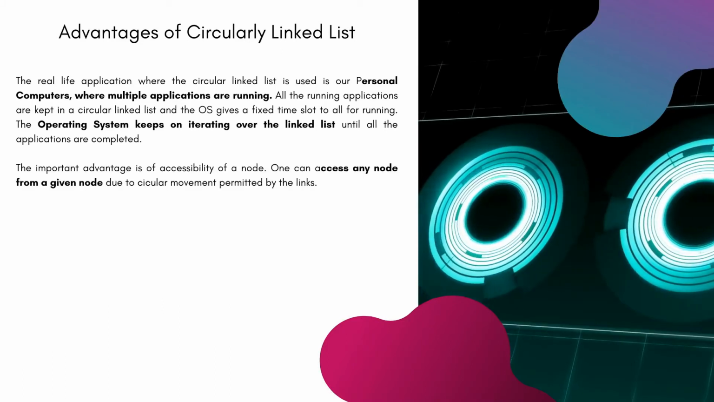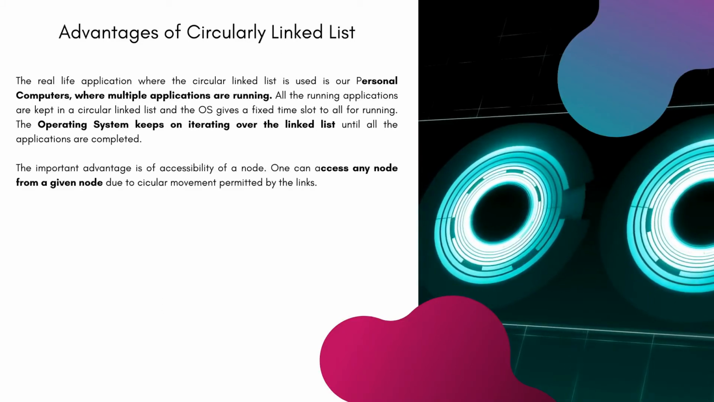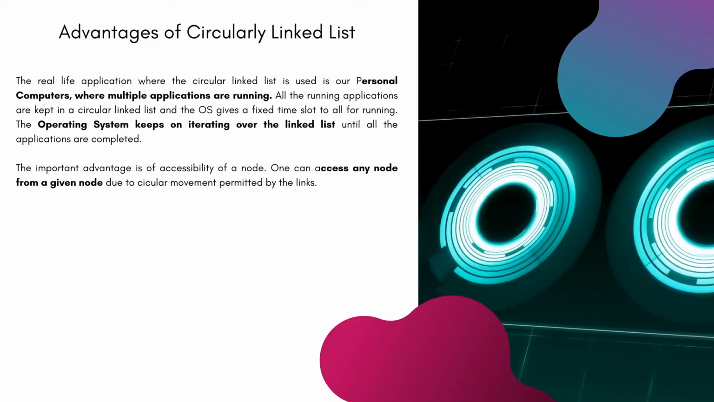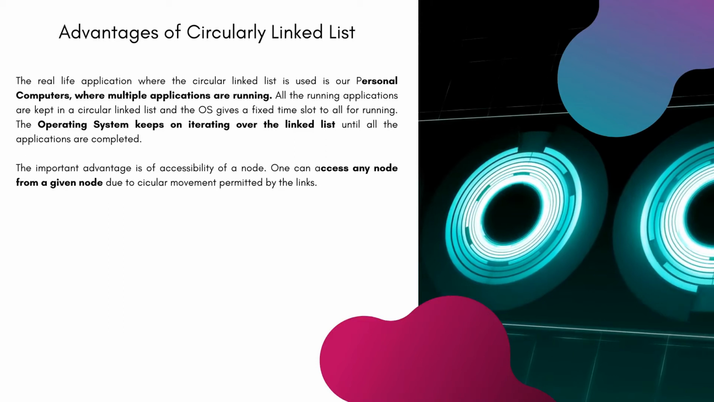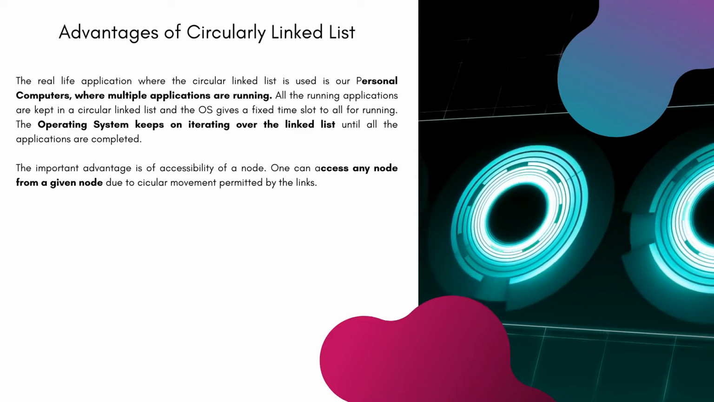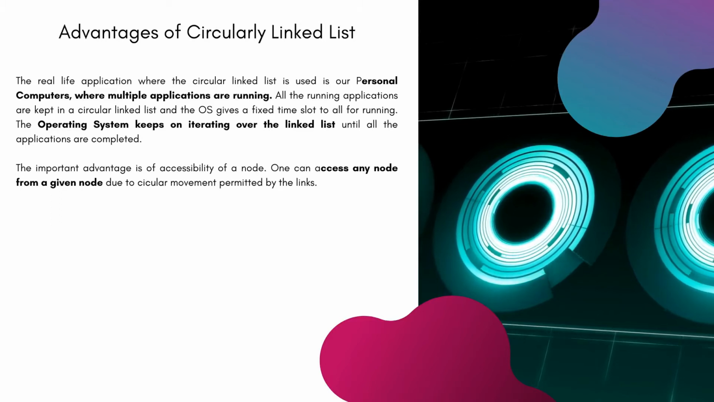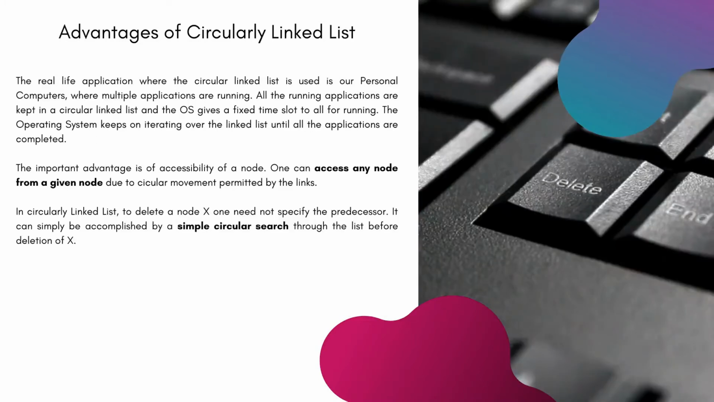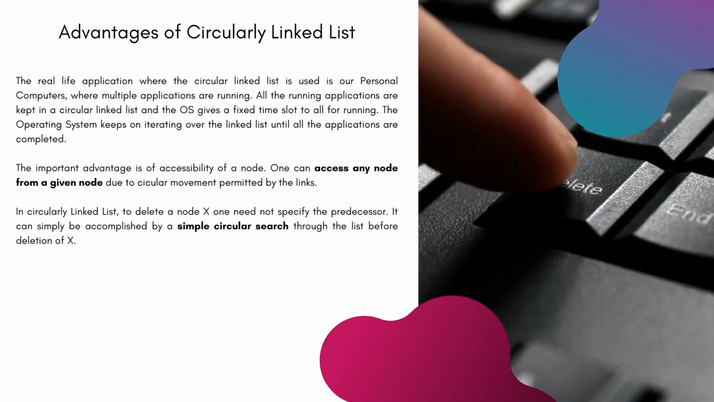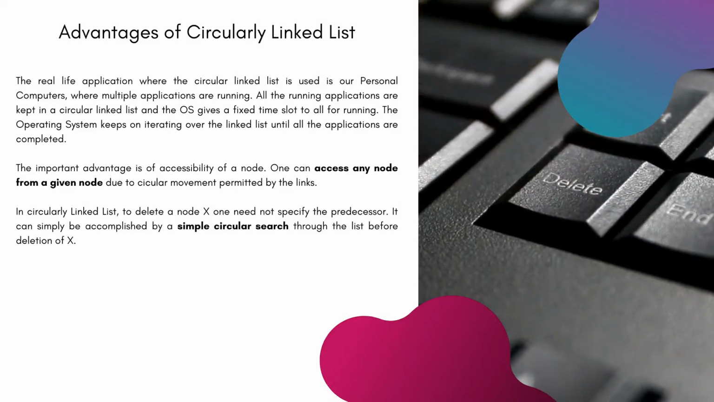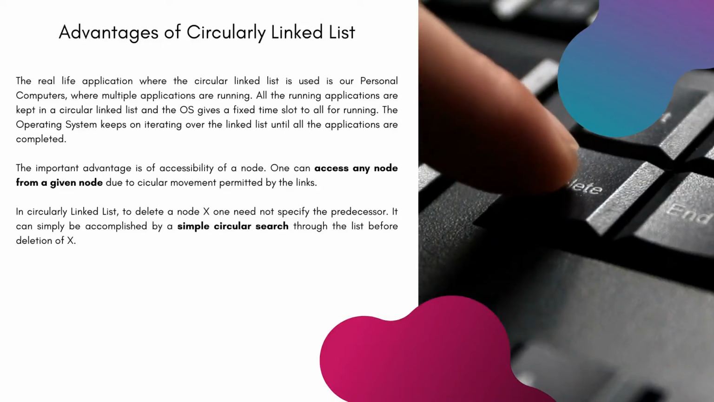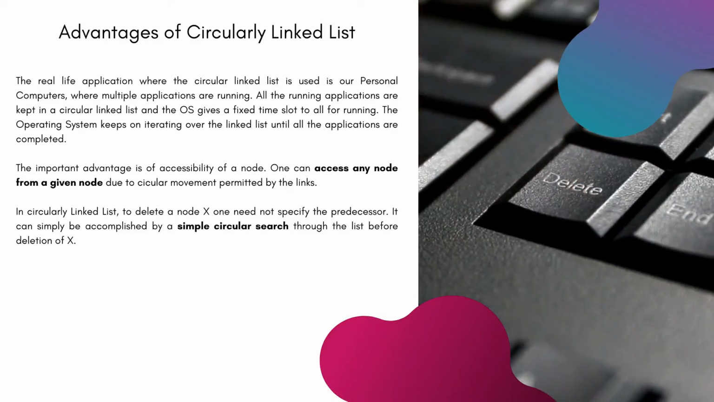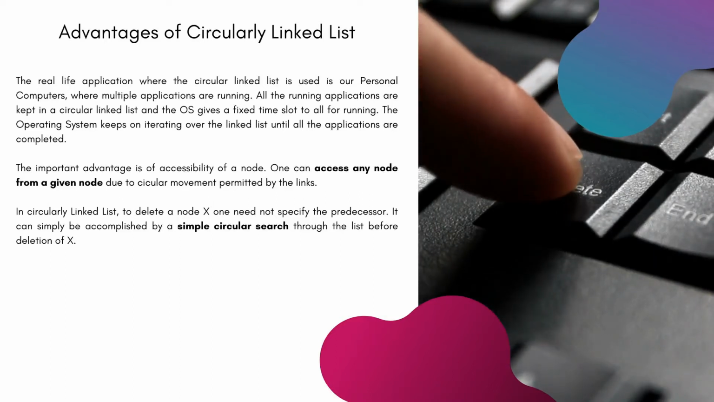The next most important advantage pertains to the accessibility of a node. One can access any node from a given node due to the circular movement permitted by the links. One has to merely loop through the links to reach a specific node from a given node. In a circular linked list, to delete a node X, one need not specify the predecessor as we had seen in the case of the singly linked list. It can simply be accomplished by a simple circular search through the list before the deletion of the node X.